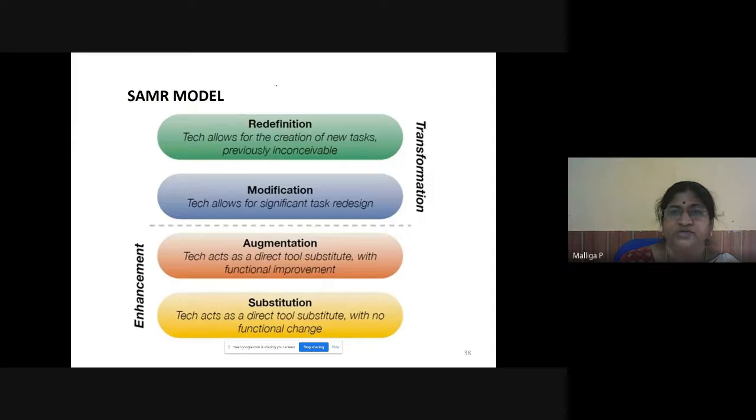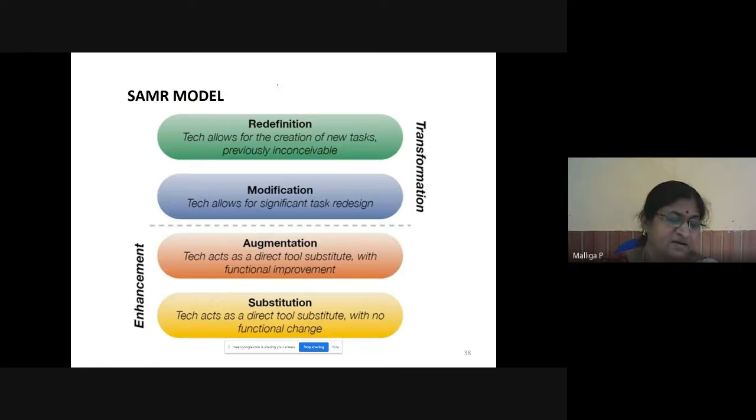Do your students enjoy doing assignments? Okay, I didn't get any answer in the chat. Can I take it yes or no? Okay, Deepa says no. Anybody says yes? Do your students enjoy doing assignments? Most of us, we can see that, no?